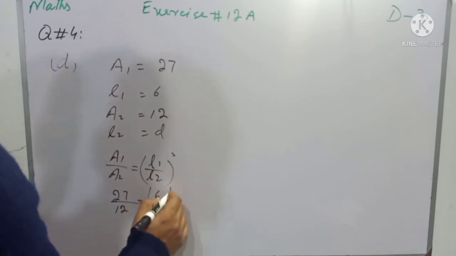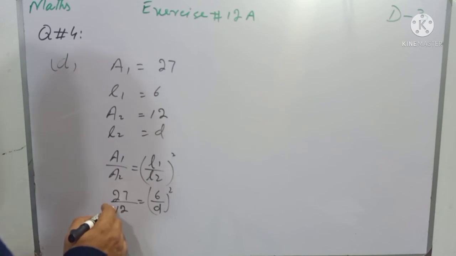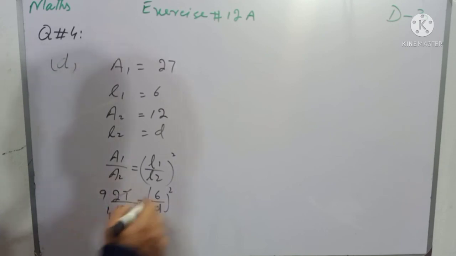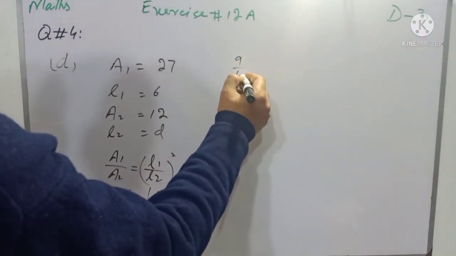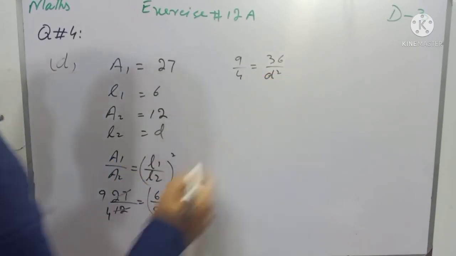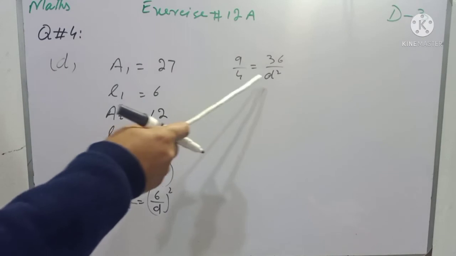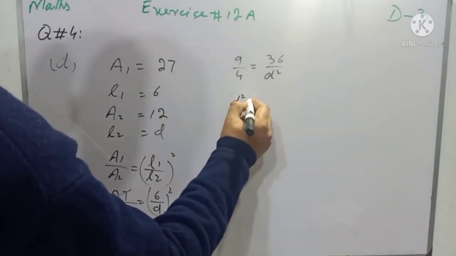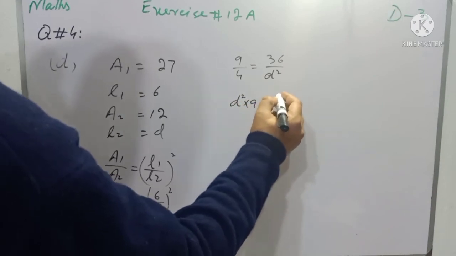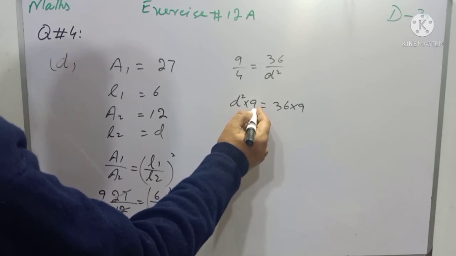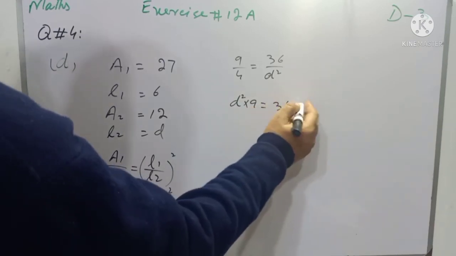Now students, 27 and 12 can be cancelled with the table of 3. 3 4s are 12, 3 9s are 27, and we will have 9 over 4 is equal to 36 over D square. Now students, again we will do cross multiplication, and D square multiplied by 9 is equal to 36 multiplied by 4.